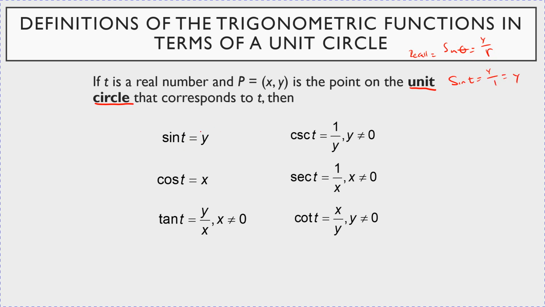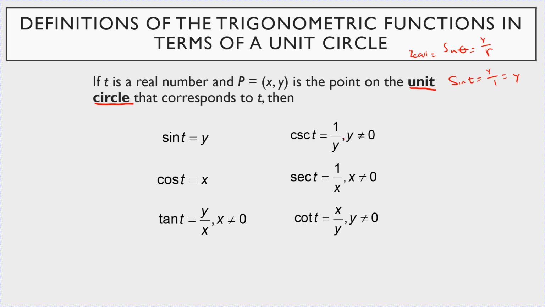So that's where that y just comes from. That means cosine of t is just equal to x. Remember, it was x divided by r, but again, we have the unit circle, so r is equal to 1. Tangent of t is equal to y divided by x, so long as x is not equal to 0.